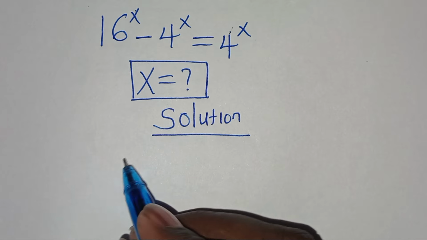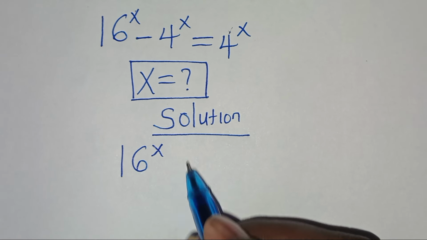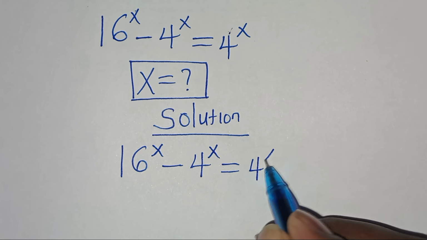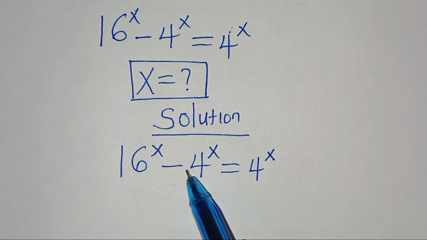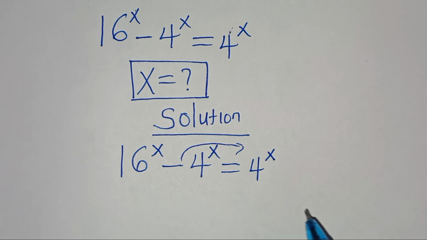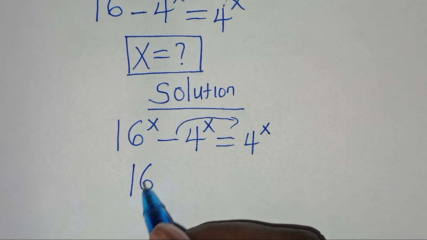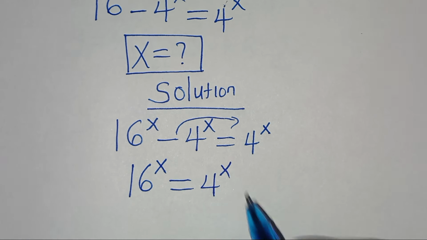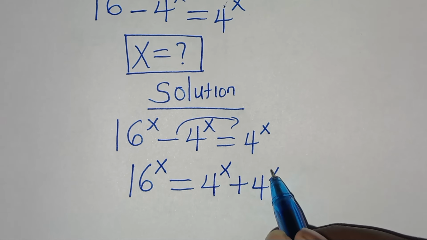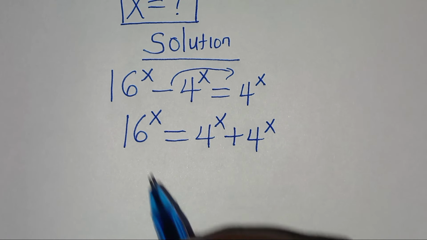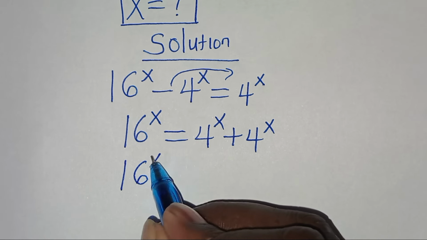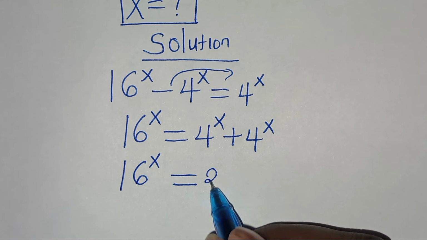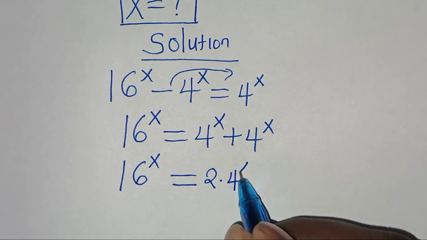So we have 16 to the power of x minus 4 to the power of x. This is equal to 4 to the power of x. The first step is to take minus 4 to the power of x on the right hand side, so that we have 16 to the power of x on the left hand side. This is equal to 4 to the power of x plus 4 to the power of x. This is 2 multiplied by 4 to the power of x.